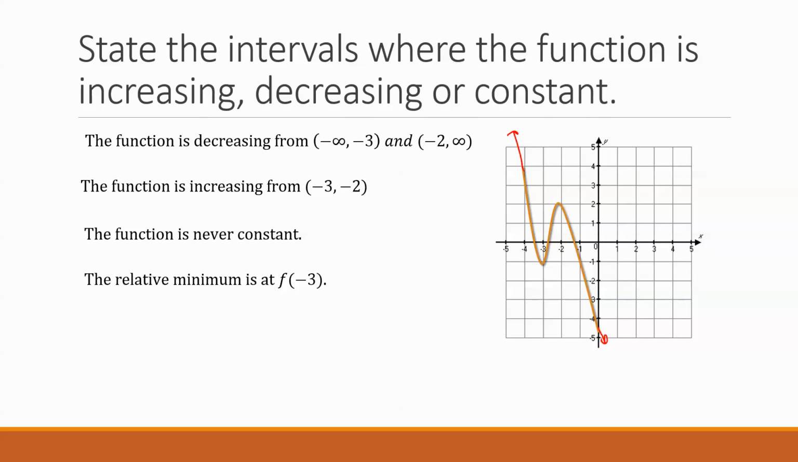Now we have a relative minimum where x is equal to -3. So right here we have a relative minimum. That's where it changes from decreasing to increasing. And we have a relative maximum where it changes from increasing to decreasing at where x is -2, or at f of -2.